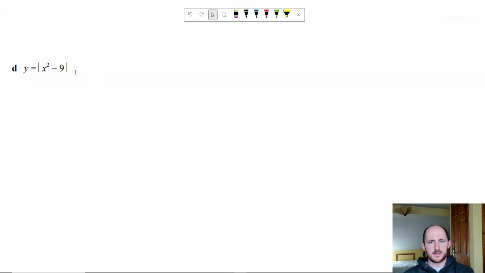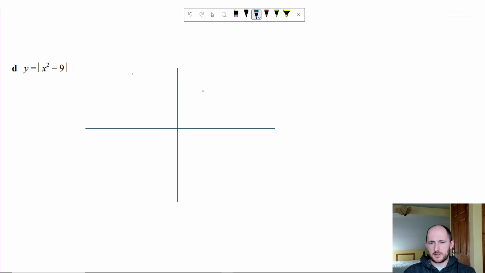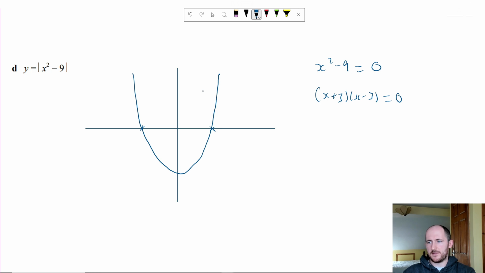Okay, so how else does this look? Well, again, if we take the graph of y equals x squared minus 9, once again, if I draw this out, we're going to have an x squared graph that will look vaguely similar to that, where these 2 points, well, what are they? Well, remember we would have x squared minus 9 equals 0, so that's x plus 3, x minus 3 equals 0, you have x equals minus 3, x equals plus 3.